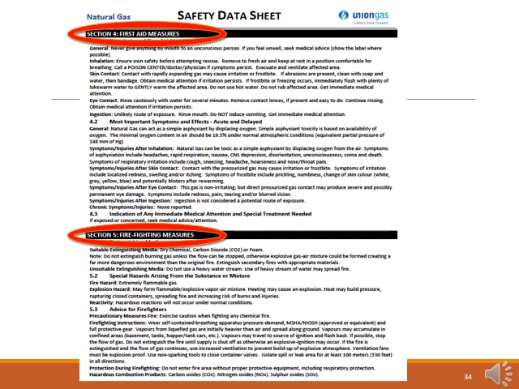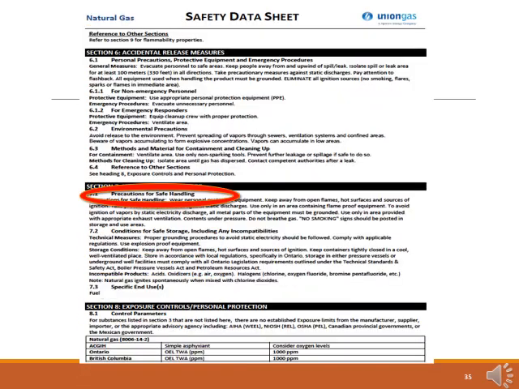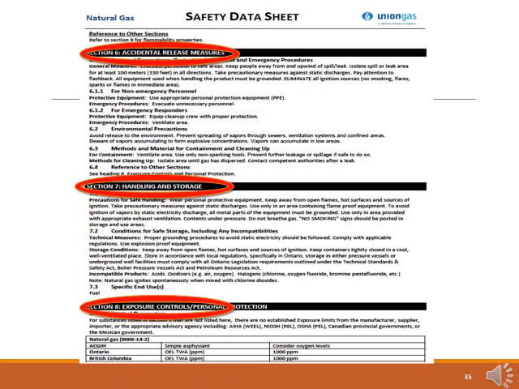Section 4 of the SDS deals with first aid measures. Every worker should know this section prior to working with any controlled product in the workplace. Section 5, firefighting measures. Section 6 of the SDS deals with accidental release measures, which can be used for spill response. Section 7, handling and storage. Section 8, exposure controls and personal protection.